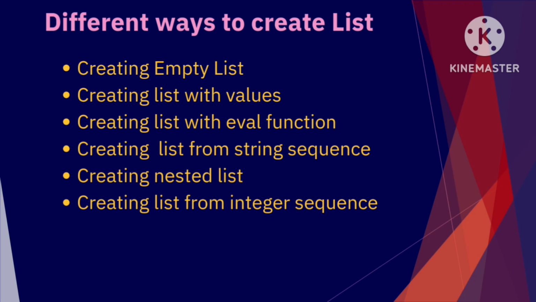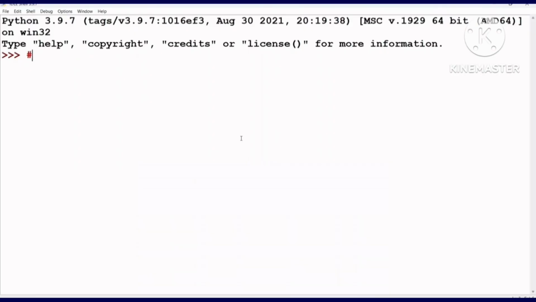So here are some different ways through which we can create a list. We can create an empty list, we can create a list with values, we can create a list with eval function, with string sequence, with nested list. Let us go through one by one. So our first example is create empty list. L is equal to simple square brackets you can write. That means it is an empty list. Again you can check the type of L, it will be class list.